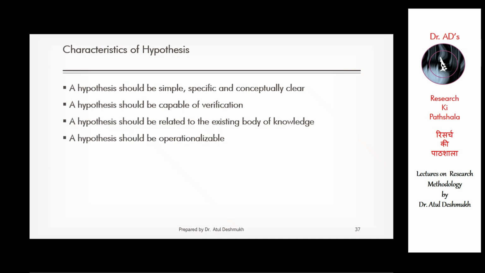So these are some of the characteristic features of the hypothesis. Okay, so whenever you propose a hypothesis, just remember these points: it should be simple, specific, and conceptually clear. It should be capable of verification. It should be related to the existing body of knowledge, and it should be operationalizable. So these are a few of the points which are essential to propose a hypothesis.